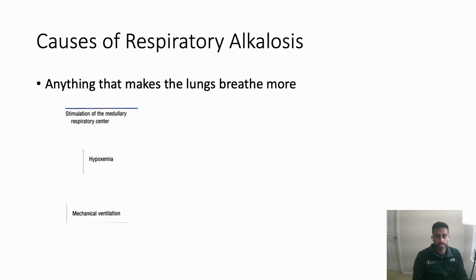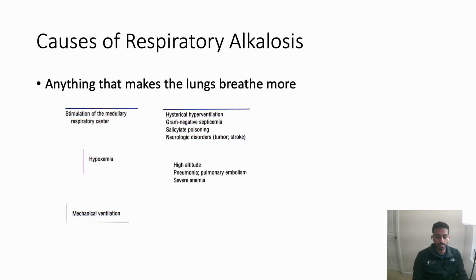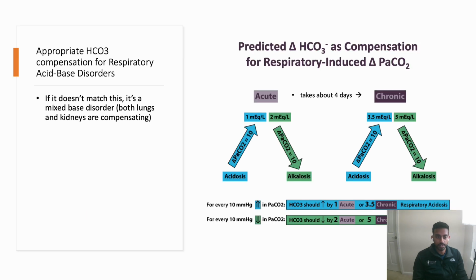Causes of respiratory alkalosis are anything that makes the lungs breathe more. Simply put, we will review the causes. Stimulation of the medullary respiratory center includes hysterical hyperventilation, gram-negative septicemia, salicylate poisoning, and neurological disorders such as tumor and stroke. Hypoxemia is another cause, caused by high altitude, pneumonia, pulmonary embolism, and severe anemia. Then we have mechanical ventilation, which is its own thing.